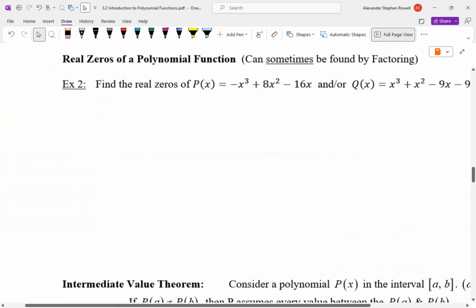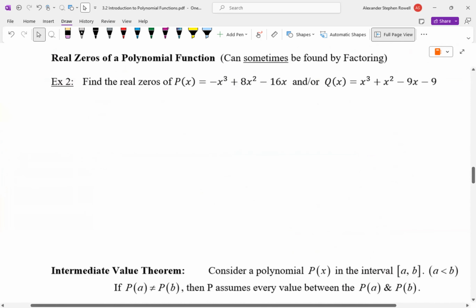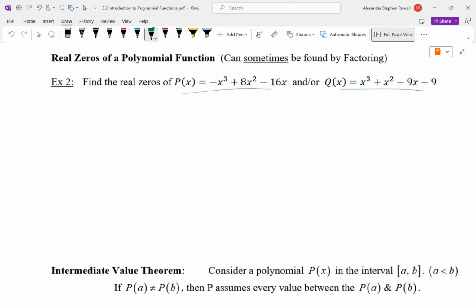Real zeros of a polynomial function. This is something that was on the test. Zeros of a function means what? Yeah, the x-intercepts. So when is your function equal to 0? Which one do you want to solve? This one or this one? Or left or right? Okay, I heard left. When is p of x equal to 0, for which x values? On your test? Yeah, very good.